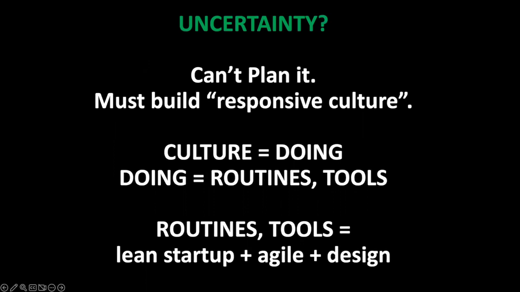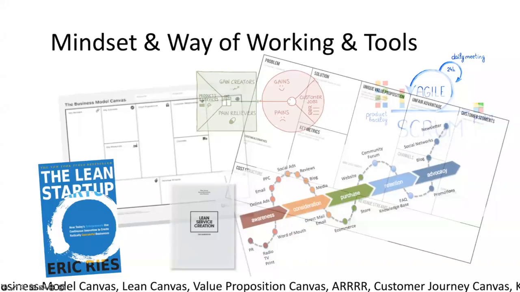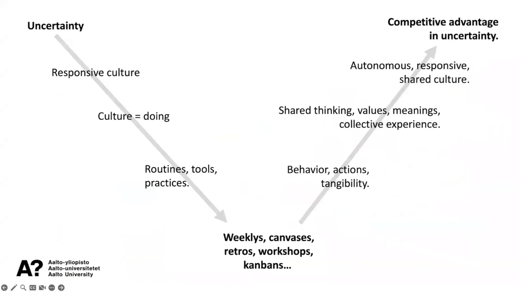So let's remind us. Uncertainty, remember, can't plan it, must build a responsive culture. Culture of doing. Doing is routines and tools. That's where the lean startup, agile, and design come in. And remember, this is why all of this stuff has become so popular in the past decade. They're all about doing. They're all about routines. They're all about giving you a process of tackling uncertainty. Remember this picture? Here's uncertainty, and we want a competitive advantage.